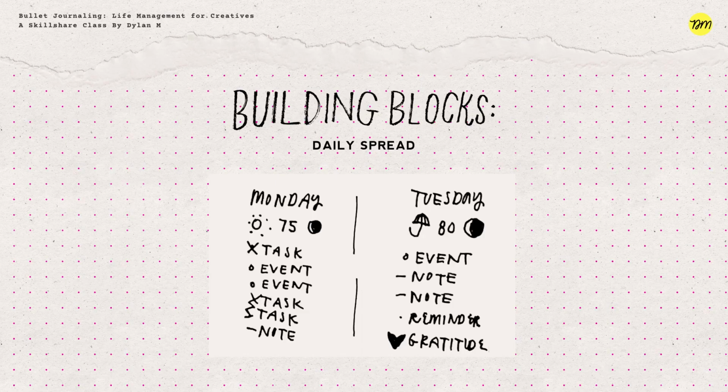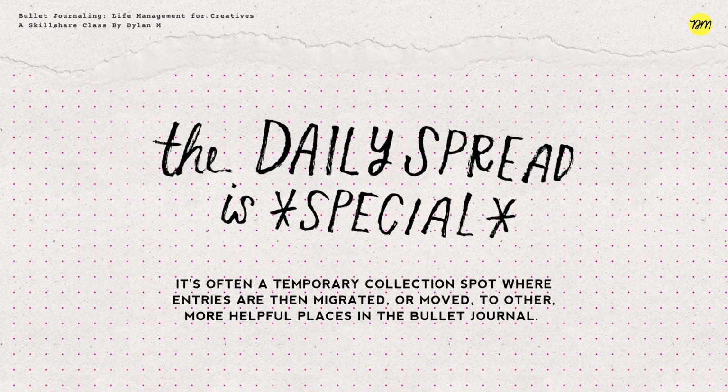Yours can live right within your main bullet journal, but in either case, you'll need a place where you can title the page with today's date and allow life to happen as it does. The daily spread is special because it often collects things to be migrated to other parts of the bullet journal or migrated to the following day's spread, which you'll see in my journal in an upcoming lesson.